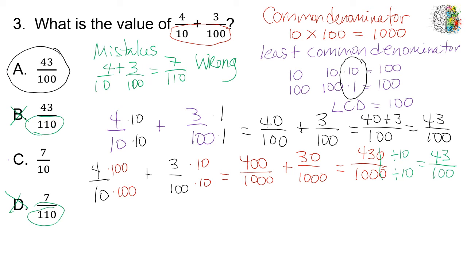Make sure you get your common denominator or your least common denominator, and don't make the mistake of adding straight across.